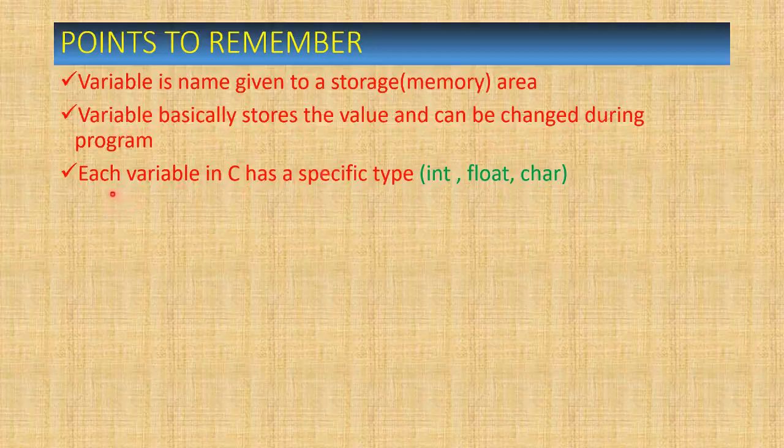The next point is that each variable in C has a specific type. That means you have to specify the type of the variable. As in the previous slide, we have declared a variable whose name is var, which is of data type int. That means we are saying, look, I am declaring a variable which will associate some space in the memory, and that space will be used to store integer data. So we have to declare the variable along with the data type.